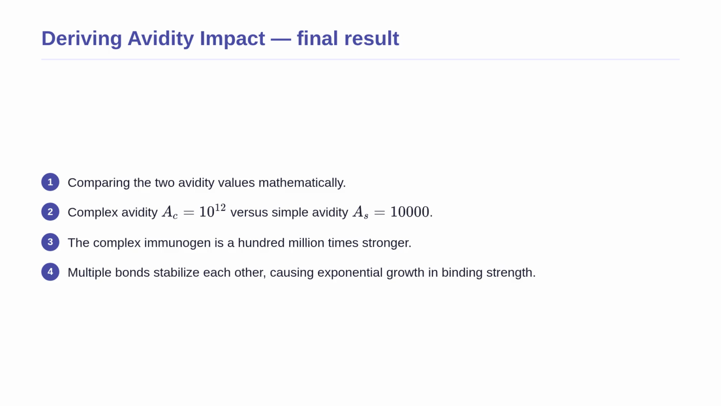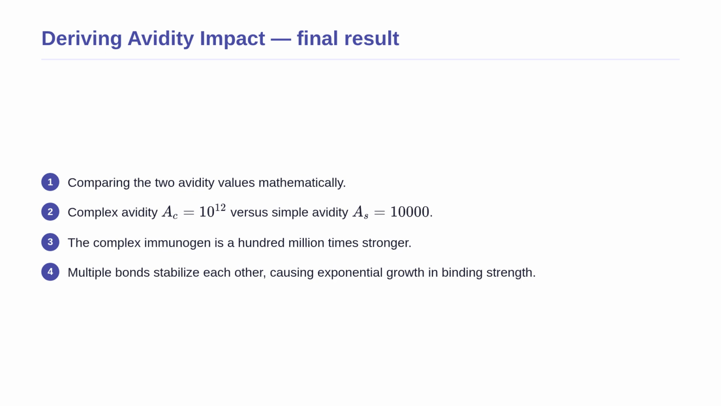Let us finalize this derivation and compare the results. By calculating 10 to the 4th power raised to the 3rd power, we get 10 to the power of 12. When we compare this to our simple antigen score of 10,000, the difference is staggering. The complex immunogen is 100 million times stronger.